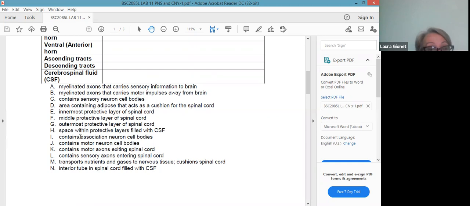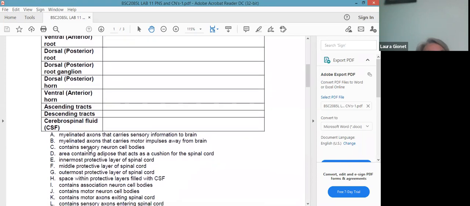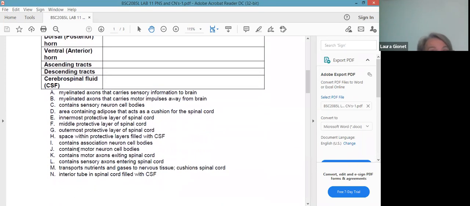No, I'm sorry, I went down too far. Did I skip one? I think I skipped one. The K that contains the motor axons exiting the spinal cord goes with the anterior or ventral roots. But the one above it, I'm sorry, I went from I and I jumped to K because, even though I have my glasses on, it gets confusing. J contains the motor neuron cell bodies. Those are found in the anterior horn or the anterior gray horn of the spinal cord. My bad, I'm sorry.